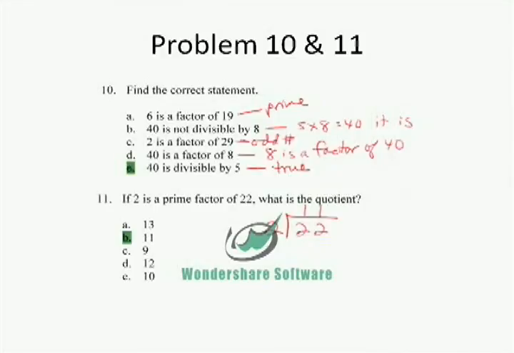The last one, letter E, is the only one that's true. 40 is divisible by 5. In fact, when you think about your 5 times table, the 5 times table would be any numbers that end in 5 or 0. So 40 is divisible by 5.